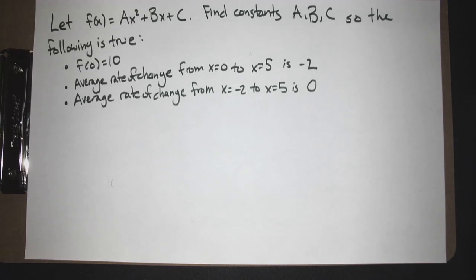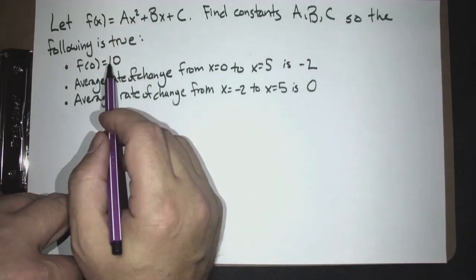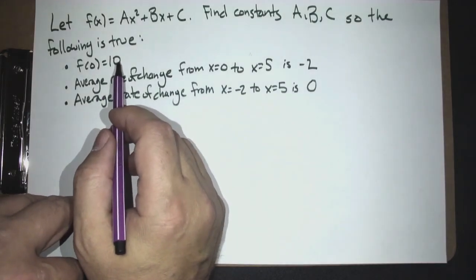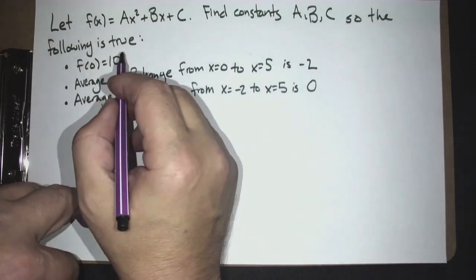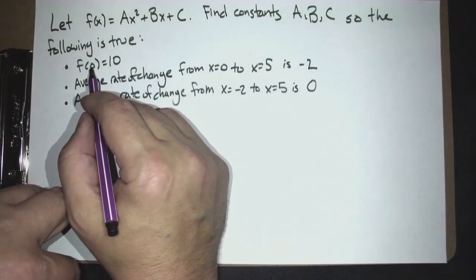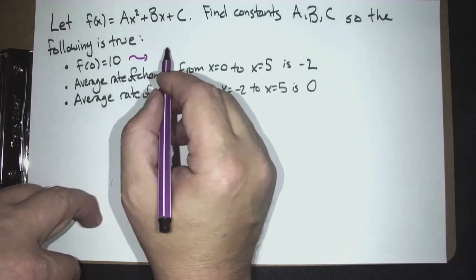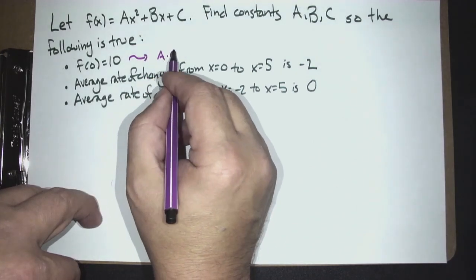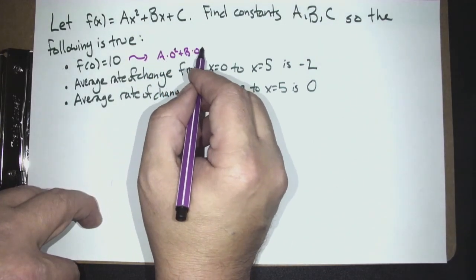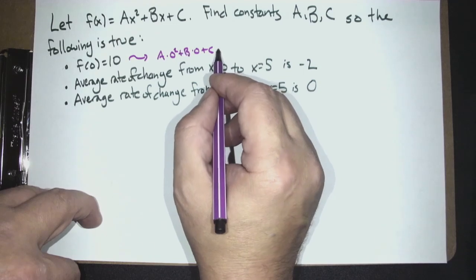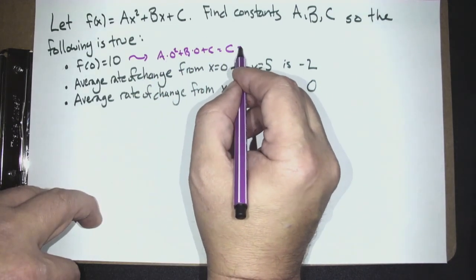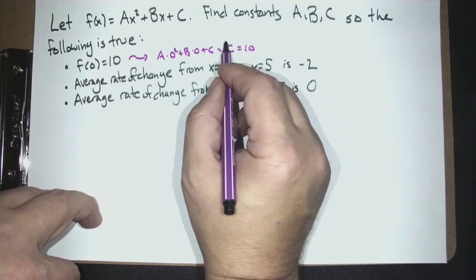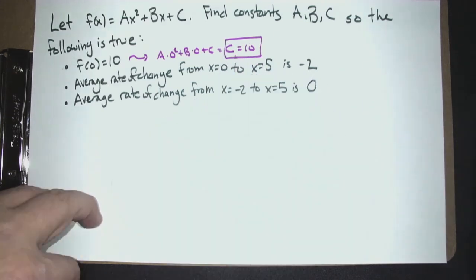We have our list. f of 0 equals 10. Well, let's see what that tells us. If f of 0 equals 10, what does that mean? It says that when you plug 0 in, you get 10 out. Okay, so that says a times 0 squared plus b times 0 plus c, which, by the way, simplifies to what? c equals 10.